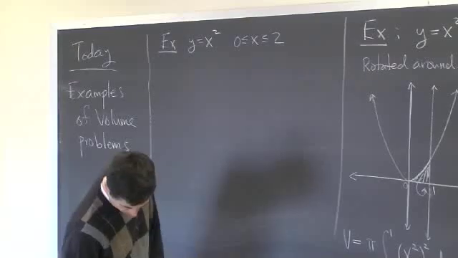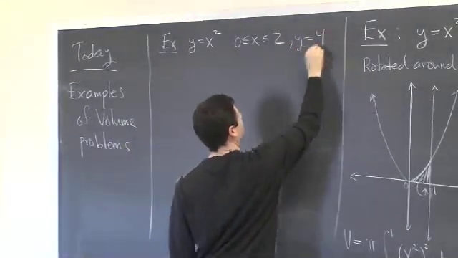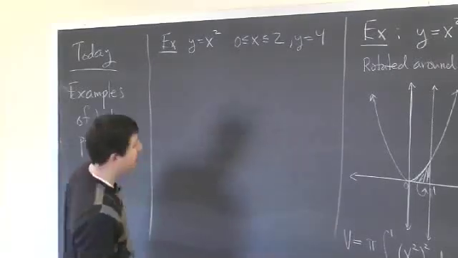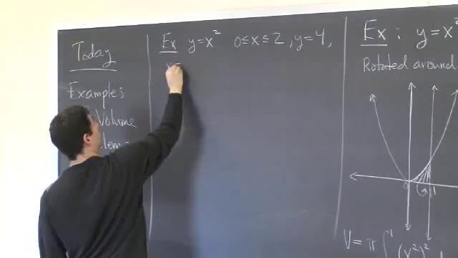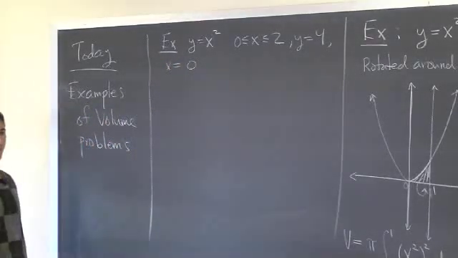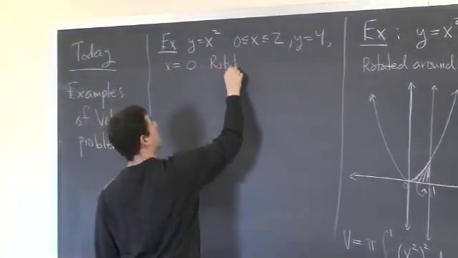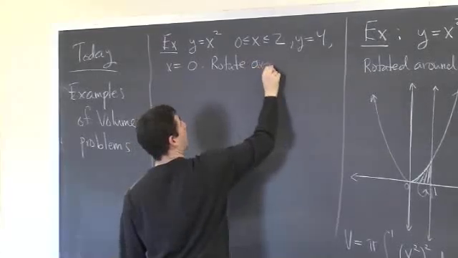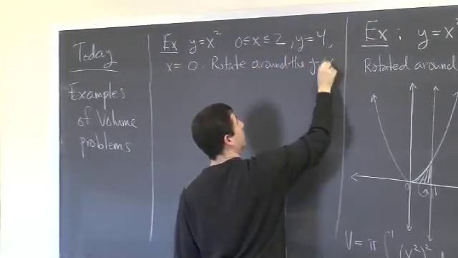Let's see. What do I want here? Oh, I'm going to bound it by y equals 4. And x equals 0. Okay, so seems to take a lot to describe this region. Okay, and we're going to rotate this time the y-axis.